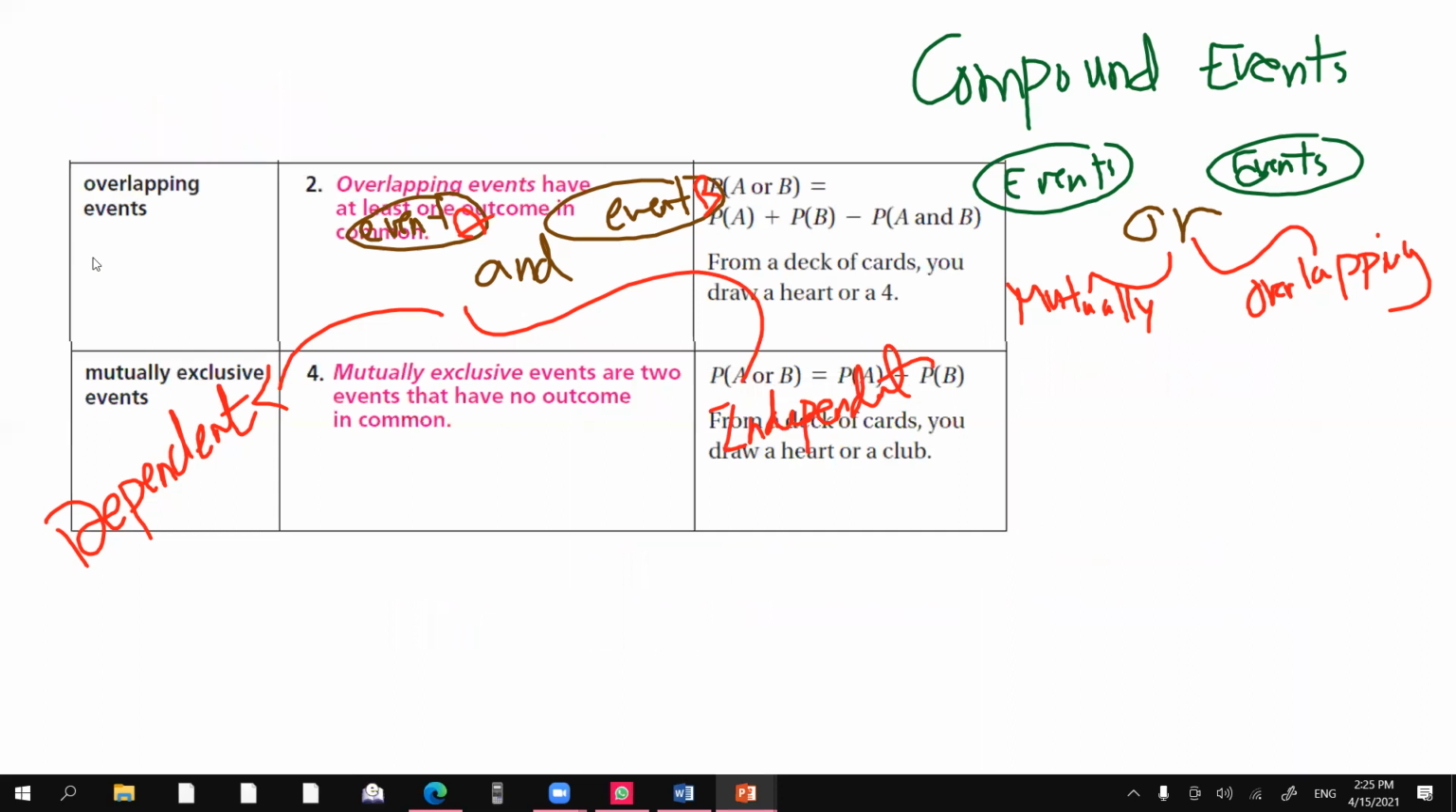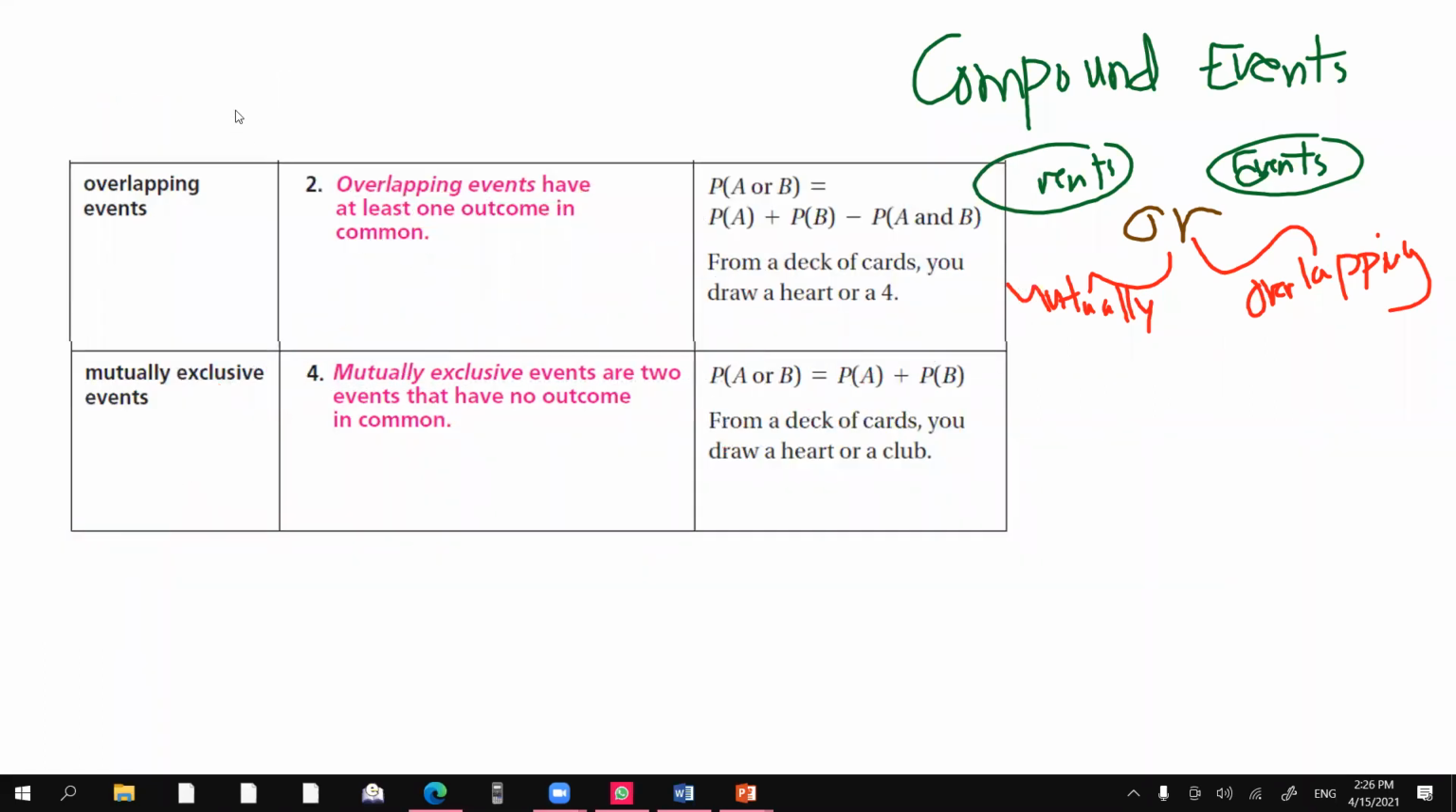These are the differences between dependent and independent events. Now the second one: if I want to combine two events, I can use or. In order to use or, I have 2 types of events, mutually exclusive and overlapping. Mutually exclusive means that there's no common outcome. As an example, I ask you now, tell me which is your favorite language. One of you says Spanish. One of you says Arabic.